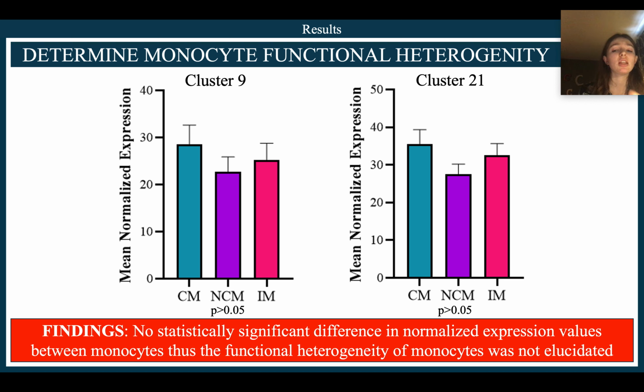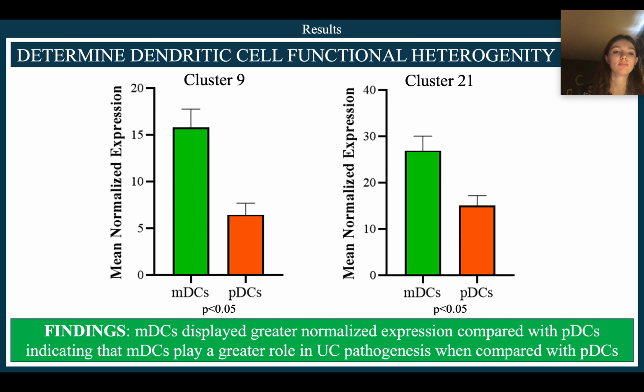Additionally, I wanted to elucidate the functional heterogeneity of monocytes. However, I was unable to find any statistically significant difference in the normalized expression values between the monocyte subsets. So while this did address my purpose, it did not support my hypothesis that classical monocytes would be playing a greater and more dominant role in ulcerative colitis.